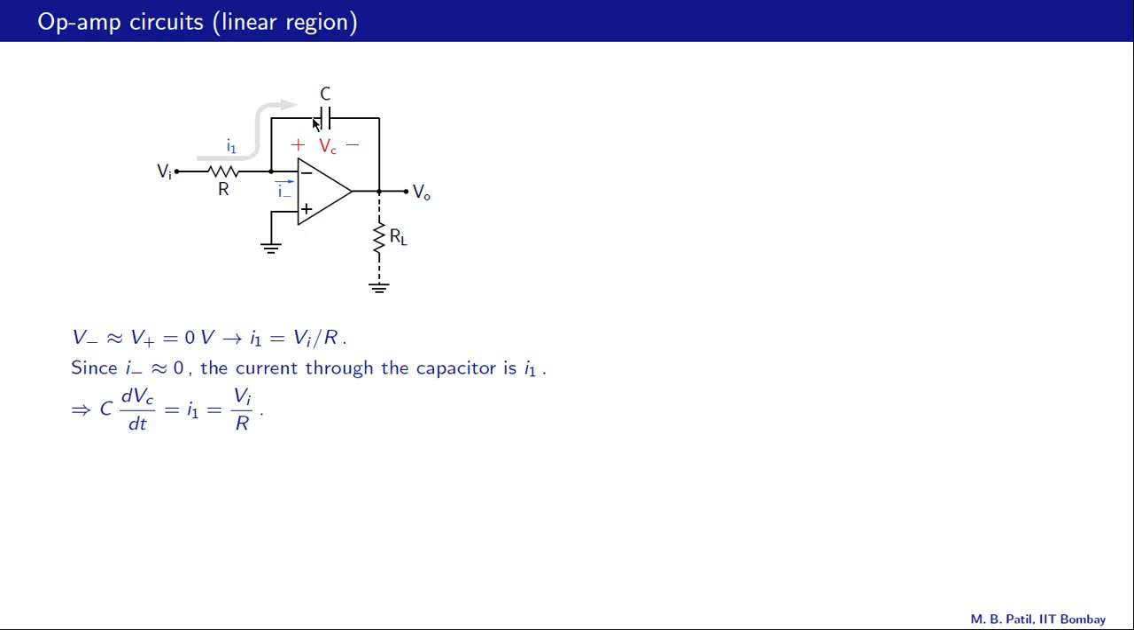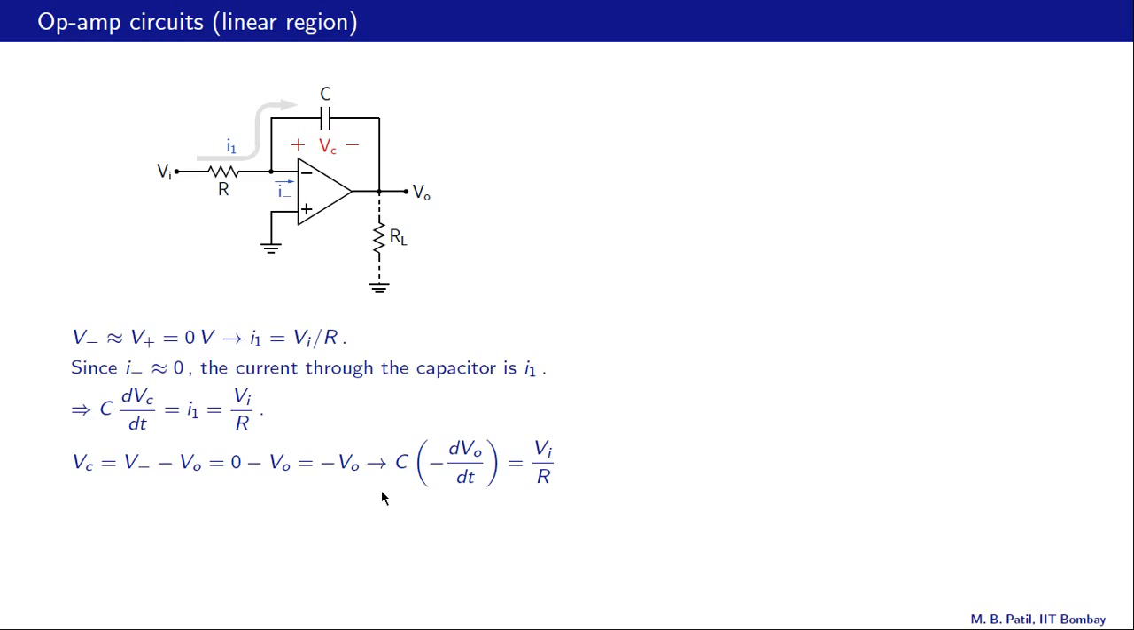And what is the current through a capacitor? It is C dVc/dt. So therefore, we have C dVc/dt equal to I1 equal to Vi by R. Now we want to relate Vc and Vo. What is Vc? It's V minus minus Vo, and we know that V minus is 0 volts. So therefore, Vc is 0 minus Vo. That is simply minus Vo. So instead of Vc here, we can put minus Vo.